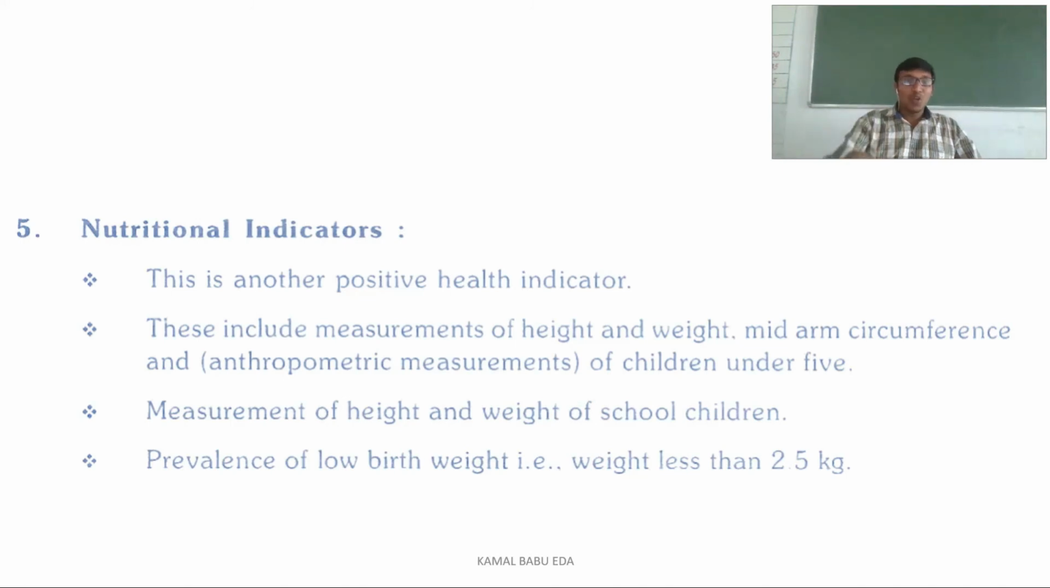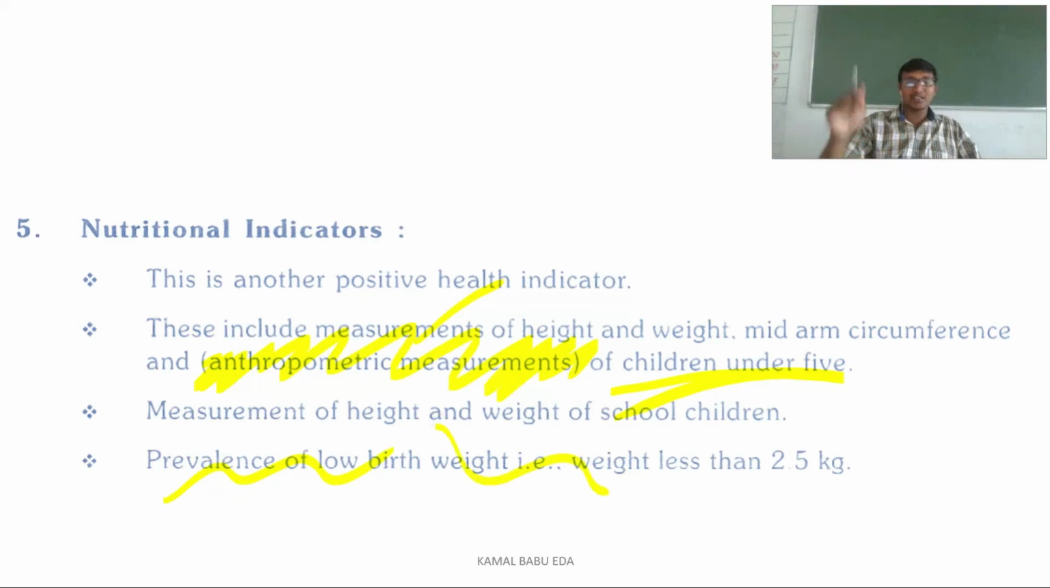So what we will do, we will include the measurements, that is anthropometric measurement, nothing but height, weight and mid-arm circumference. So this is the anthropometric measurement. Mainly we are doing it under 5 children. So we are measuring the height and weight of the school children. And also we are checking the prevalence of low birth weight, that is if the baby is less than 2.5 kg. So we are checking the nutritional indicator.